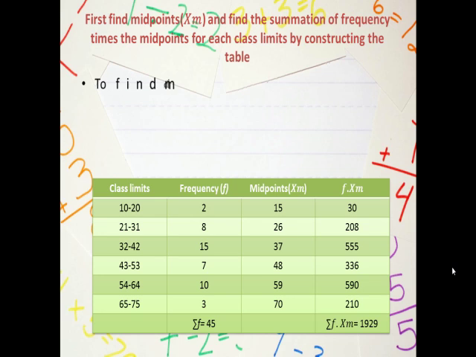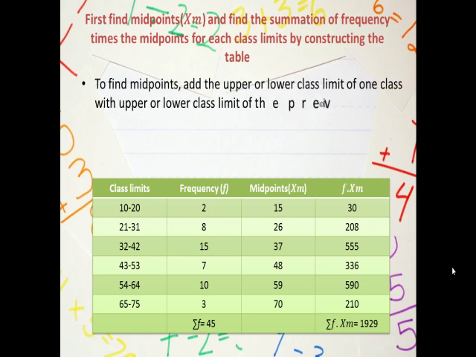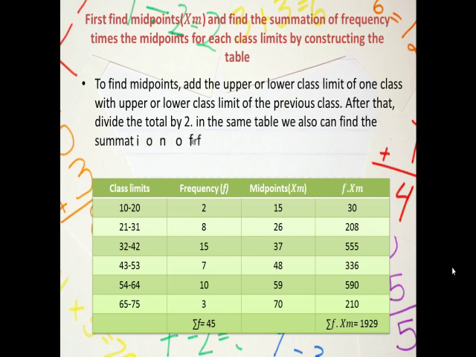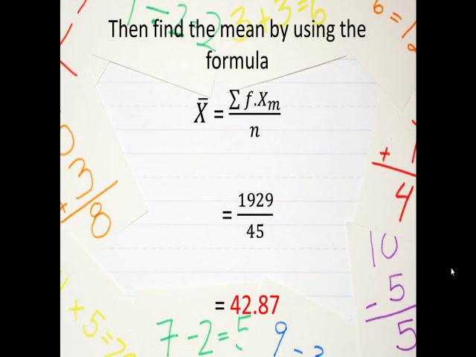To find midpoints, add the upper and lower class limits of one class, or the upper or lower class limits of the previous class. After that, divide the total by 2. In the same table, we can also find the summation of frequency times the midpoints. Then we just substitute the values into the formula and thus get the answer.